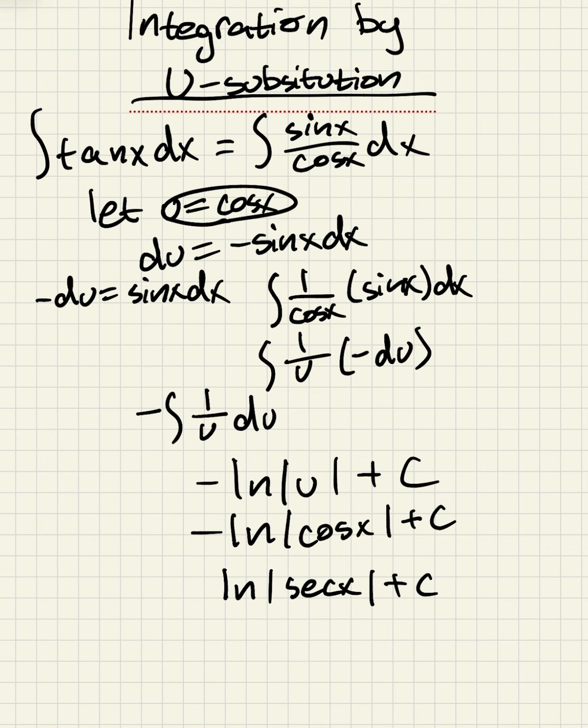Well, if you call back to your rules of logs, if you have a constant before a logarithm, you can put that as the power. So I just put the negative 1 as the power of cosine. I just put cosine to negative 1. That's the reciprocal of cosine. That's the secant. So therefore, our final answer, the indefinite integral of tan x dx is equal to the natural log of the absolute value of secant x plus c.